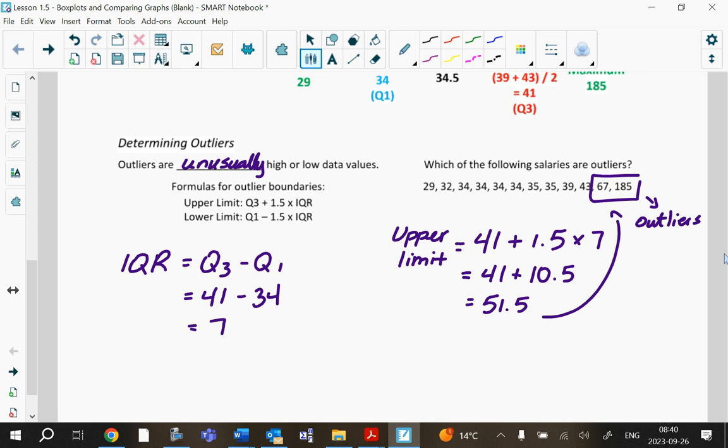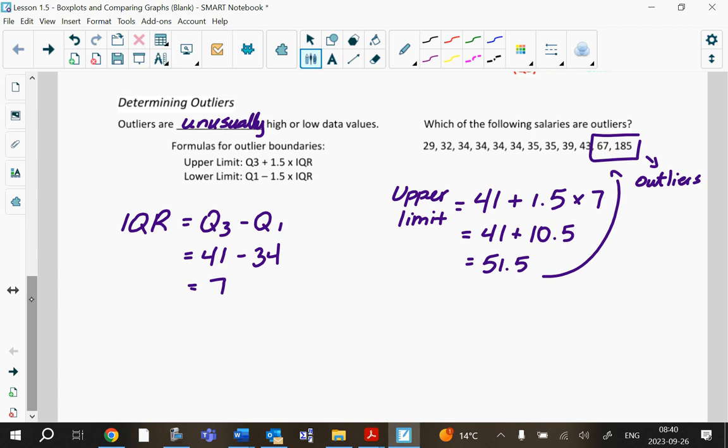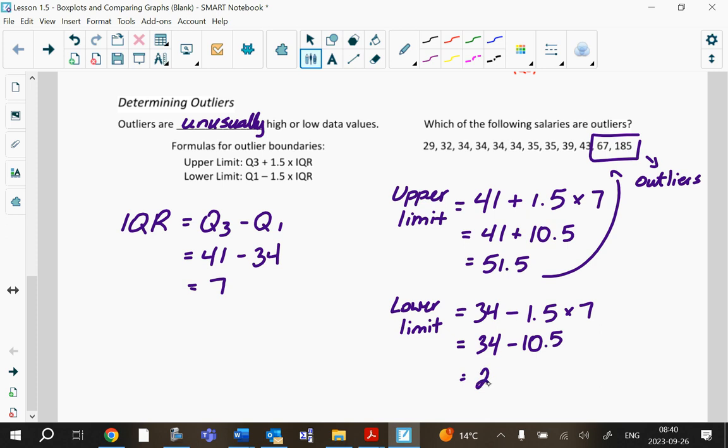We thought that there would be no lower outliers, but let's just double check that. So the lower limit would be Q1, 34, minus 1.5 times 7, which gives us 34 minus 10.5, which gives us 23.5. Any values below that? So there's no lower outliers.